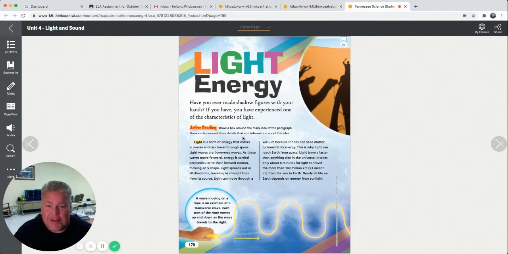Light is a form of energy that moves in waves and can travel through space. Light waves are transverse waves. As these waves move forward, energy is carried perpendicular to their forward motion, forming an S shape. Light waves spread out in all directions, traveling in straight lines from its source. Light can move through a vacuum because it does not need matter to transmit energy.